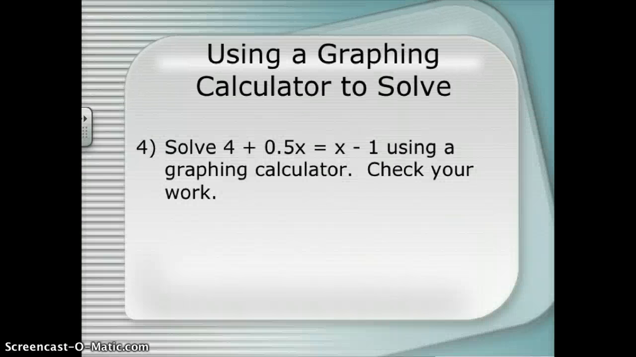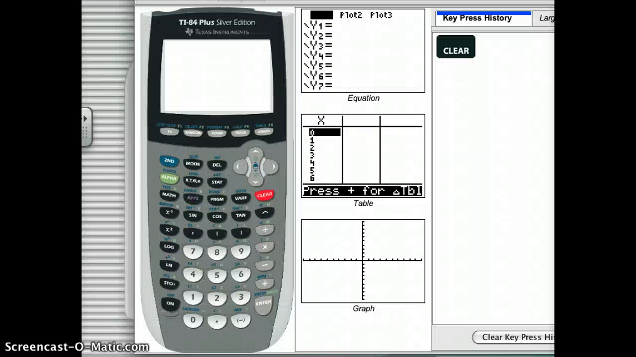Let's look at one more thing, which is using a graphing calculator to solve an equation. Okay, so we're going to solve this equation, 4 plus 0.5x equals x minus 1, by using a graphing calculator. And I'm going to want you to check your work. So I will show you a method to do this on your graphing calculator, and we'll see if you get the hang of it. Okay, so I'm going to pull out my graphing calculator. I think you can see it fine.